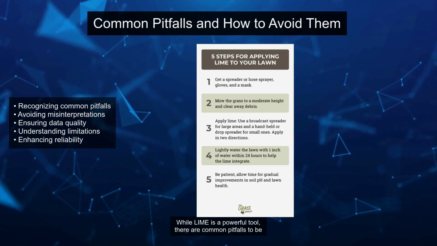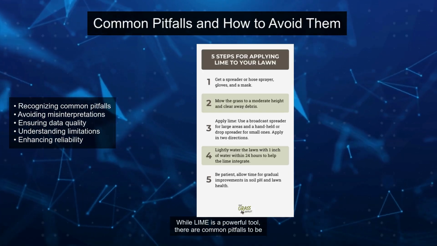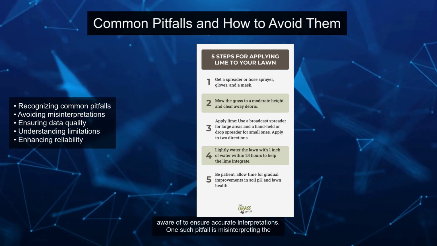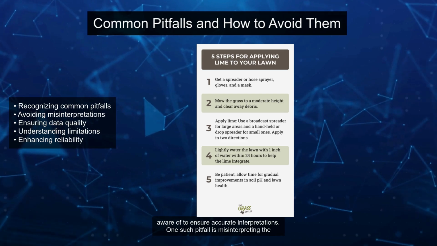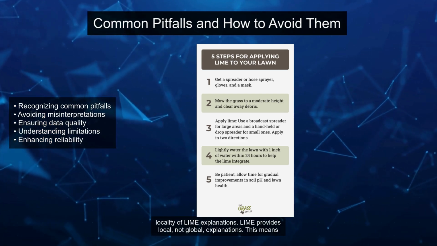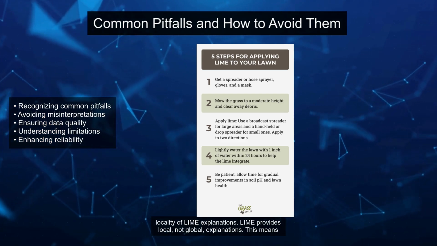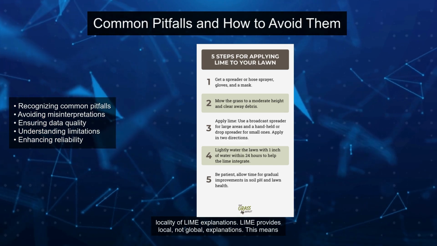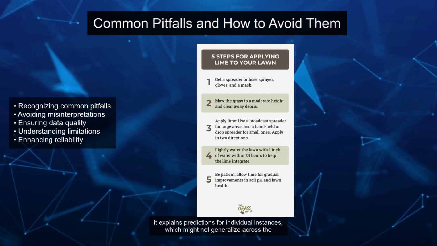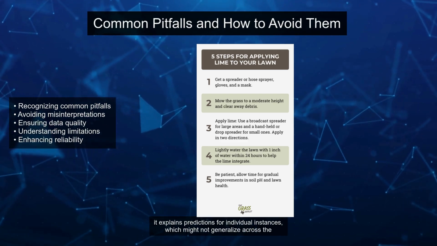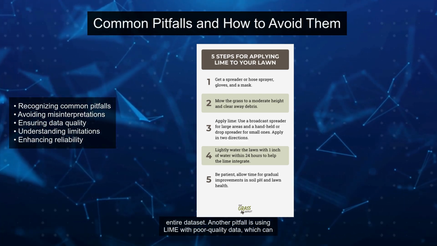While LIME is a powerful tool, there are common pitfalls to be aware of to ensure accurate interpretations. One such pitfall is misinterpreting the locality of LIME explanations. LIME provides local, not global, explanations. This means it explains predictions for individual instances, which might not generalize across the entire dataset.